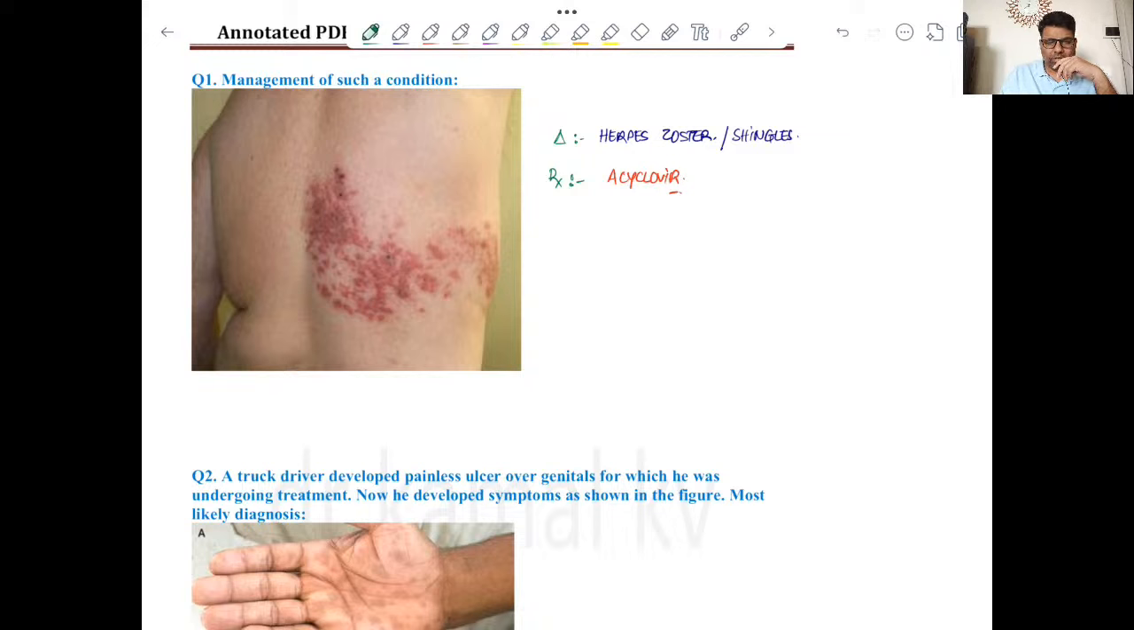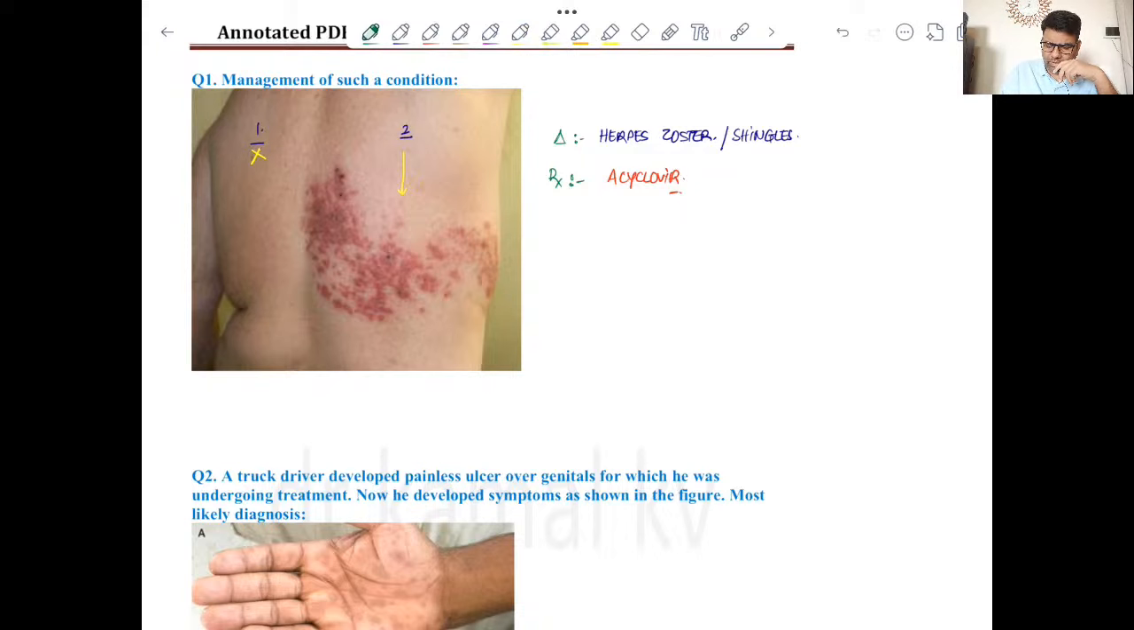Now for someone who is a beginner, how to identify that yes, this is an image of shingles or herpes zoster? Firstly, you look at both sides. So this is one side, and this is the second side. If we see here, we can easily see that the lesion is present only on one side. It is not present on the other side.